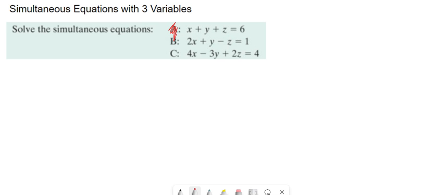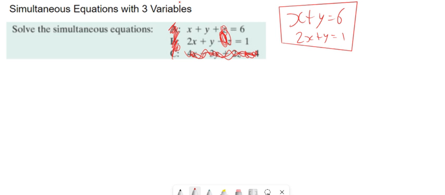Now, the A, B, and C here don't really matter there. So you should have done simultaneous equations with two variables before. So something like that. If I had x plus y is equal to 6 and 2x plus y is equal to 1, something like that. So you should be able to solve them already. So if you're not able to do them already, then you should go back and learn them first.